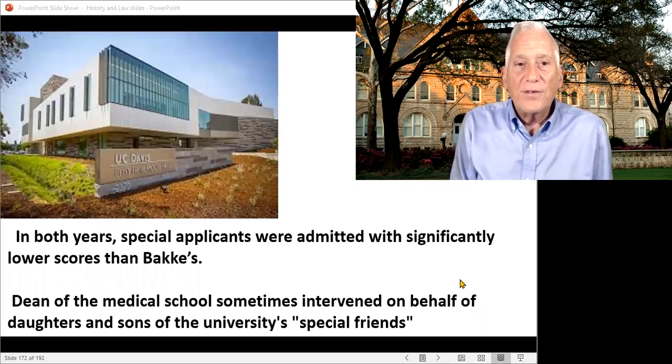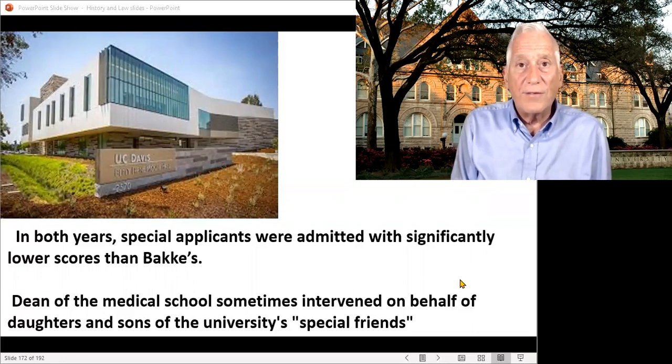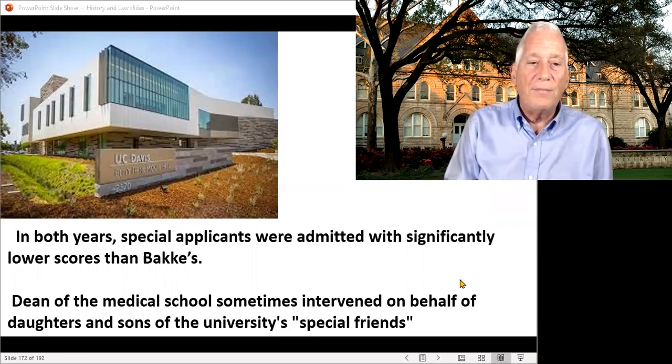He applied 2 years in a row, gets rejected 2 years in a row, and both times blacks who had been part of the special program of the 16-seat set-aside program got in, most of them with significantly lower scores than Bakke's.